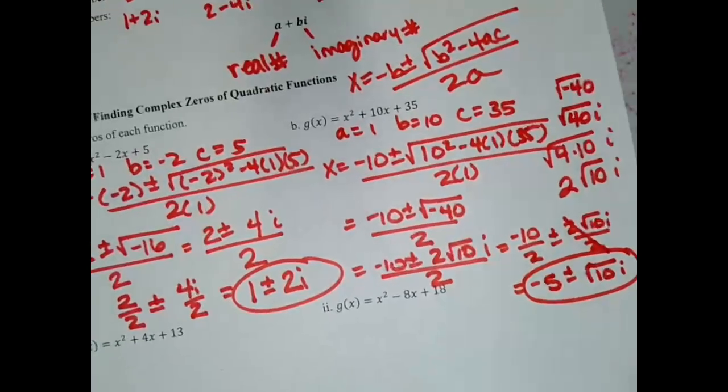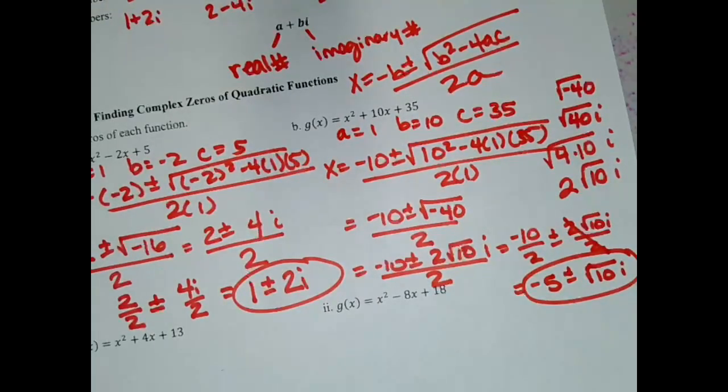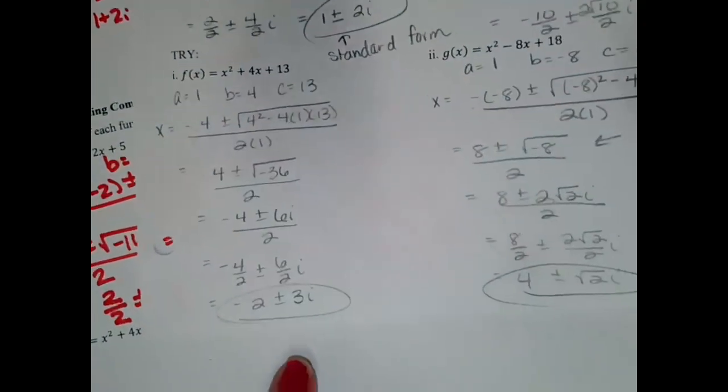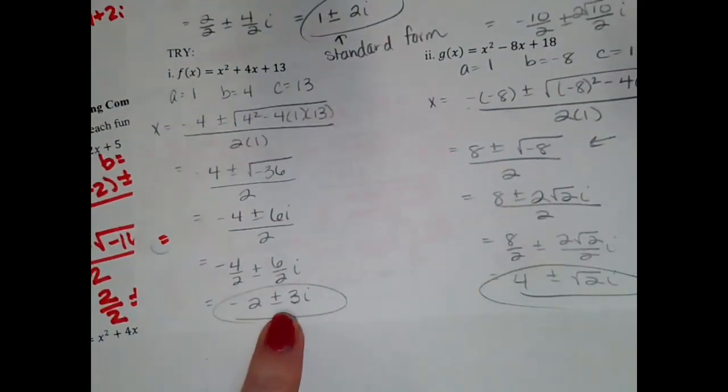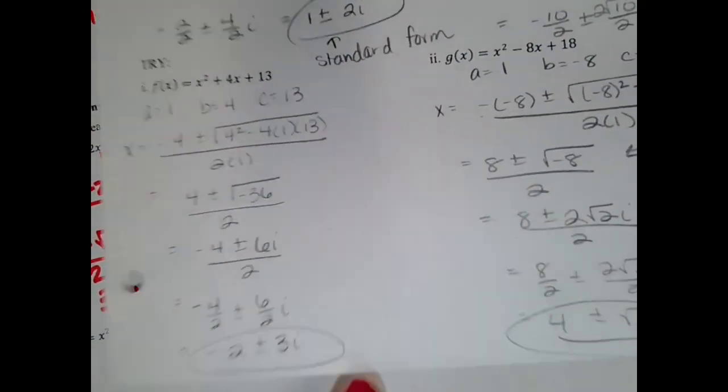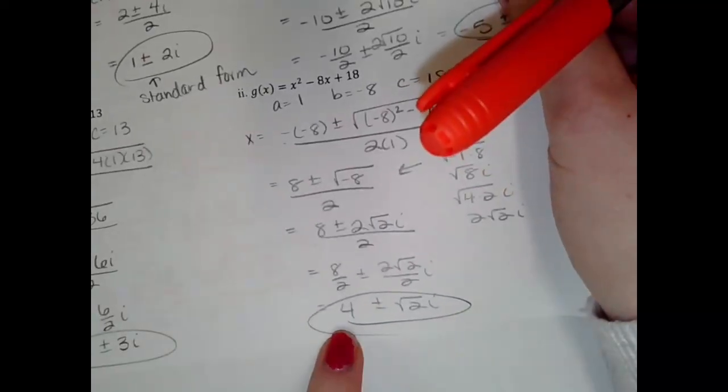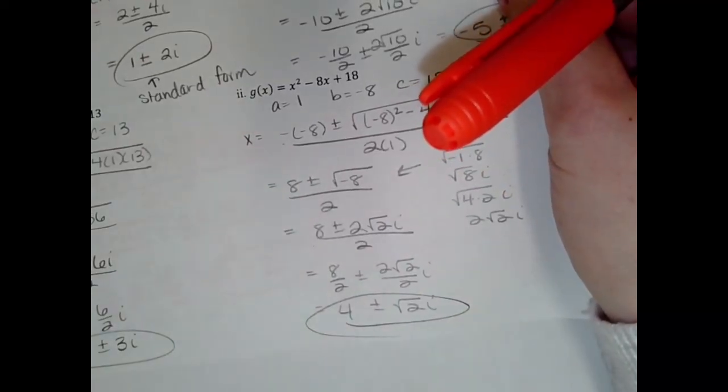I'm going to leave the try problems for you. When you're done attempting it, though, just so you know, what you would get is -2 plus or minus 3i. And then for the second one, you would get 4 plus or minus root 2i.